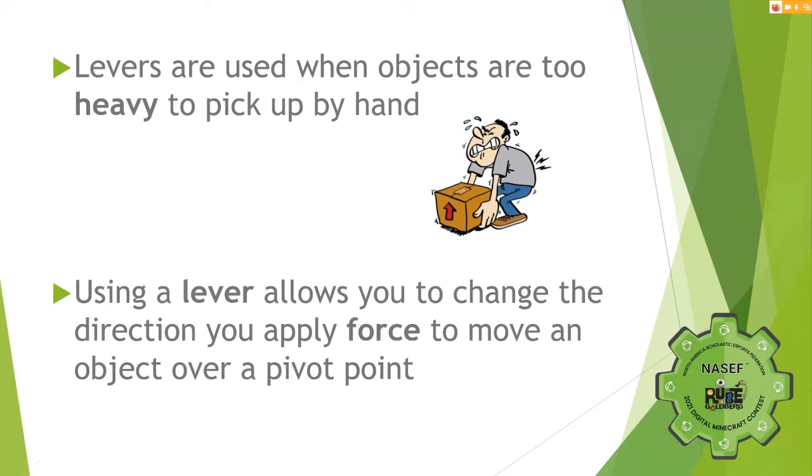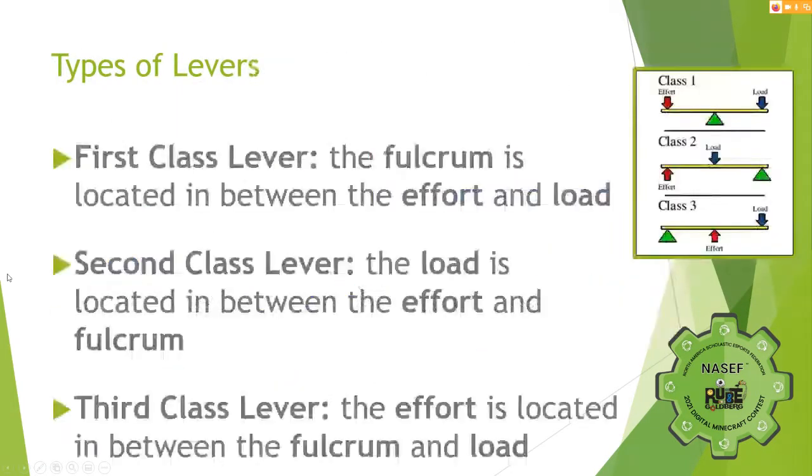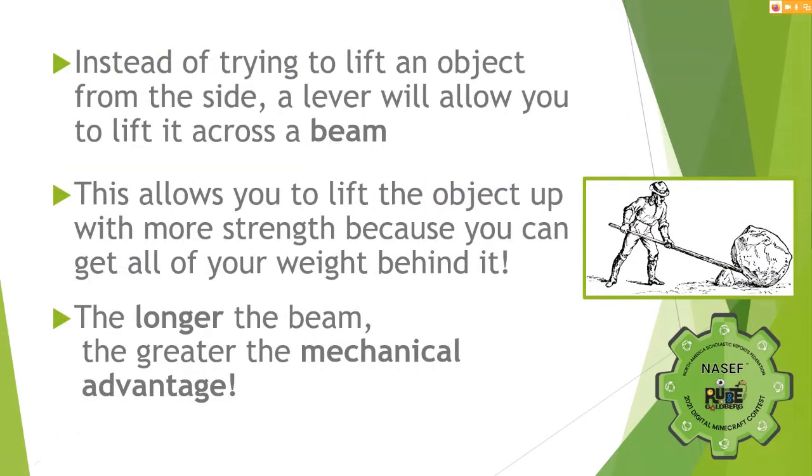So levers are used, of course, when objects are too heavy to pick up by hand. Using a lever allows you to change the direction you apply force to and move an object over a pivot point. Let's go back. So here's an example in that photo on the right of someone lifting a heavy load. And notice the fulcrum much closer to the load than it is to the force being applied to the lever, or what we would call the effort. Because of that, this beam is much higher right now, and there's a large range of motion here and a somewhat smaller range of motion here.